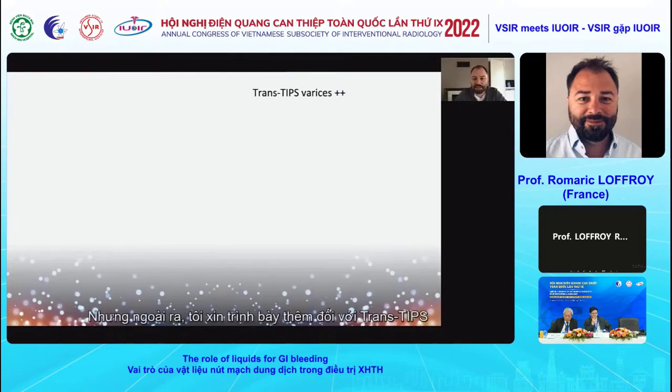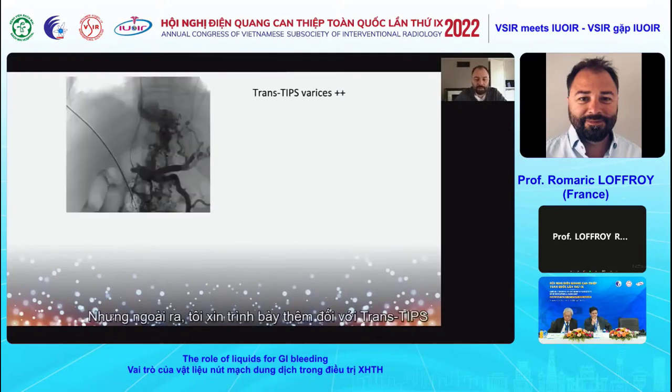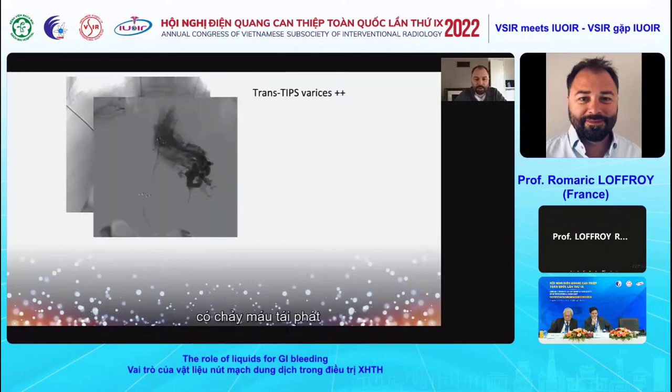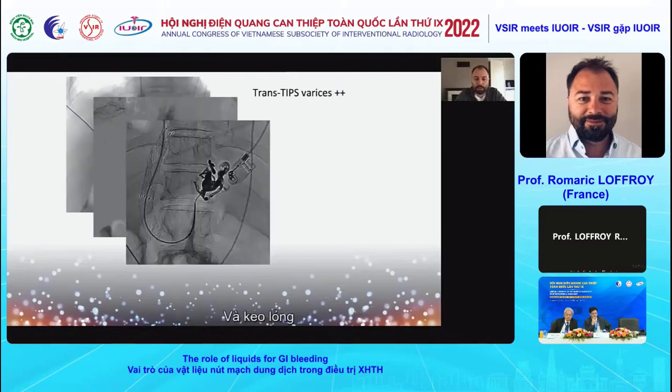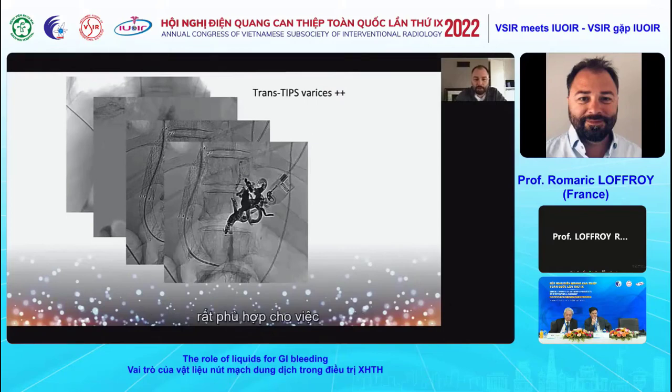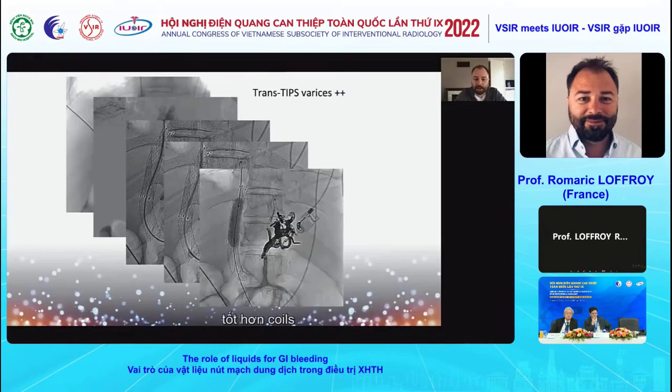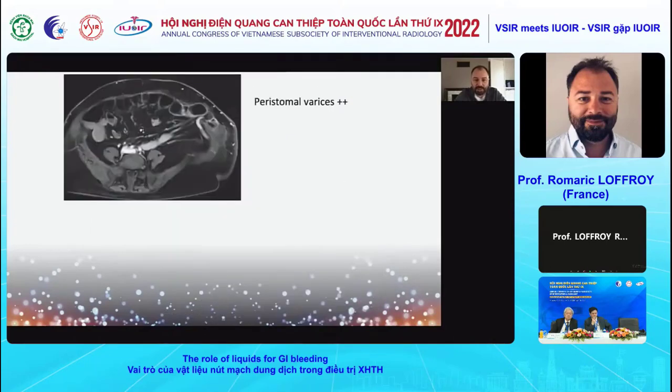But also for transtips varices, let me show you here transtips with recurrence of bleeding. This is like an AVM, and you need to reach the nidus. Otherwise, if you embolize too proximally with coils or plugs, you will get recurrence for sure. And liquids, both cyanoacrylates or copolymers, are very interesting for this kind of embolization. It has been shown in the literature in some retrospective studies that cyanoacrylates are better than coils for this kind of patients. But also for peristomal varices, let me show here an example.